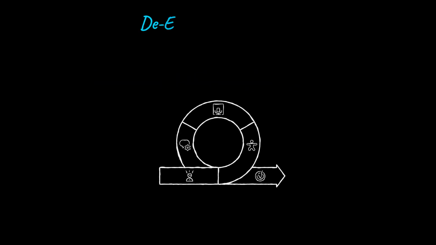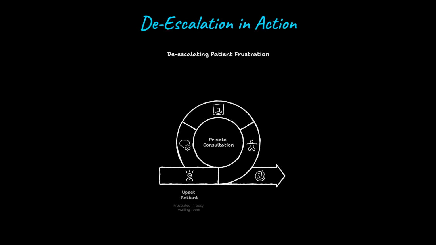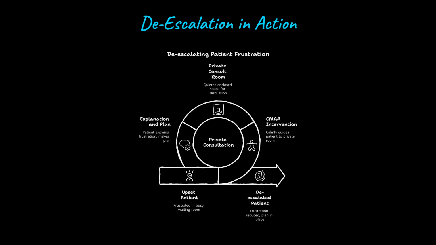A private space cuts the social fuel that often intensifies public anger, then listening without interrupting and validating the feeling, even briefly, releases emotional pressure. Finally, committing to a specific next step restores the patient's sense of agency. Notice that the CMAA moves around the desk, a deliberate step that removes the physical barrier and signals respectful presence.